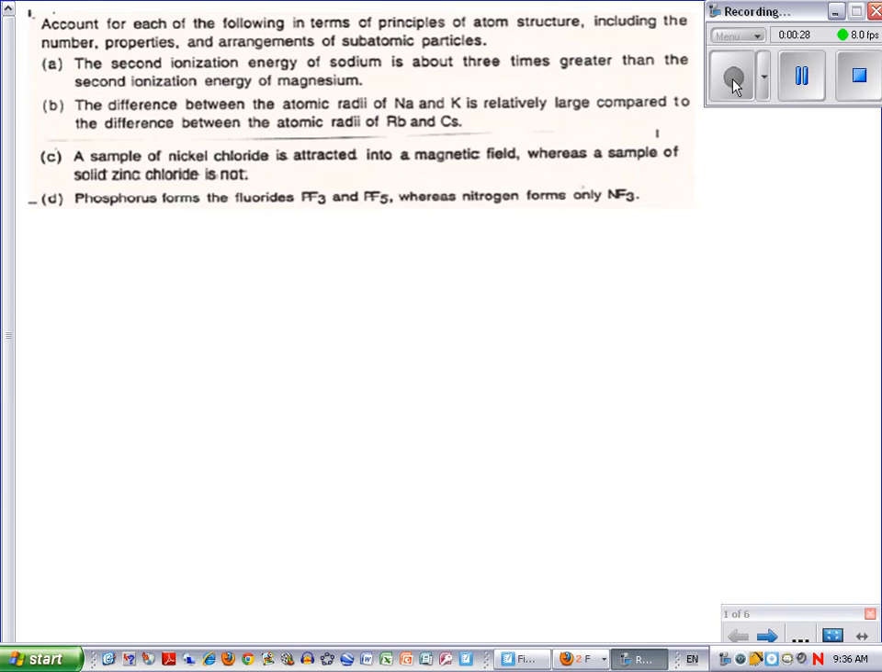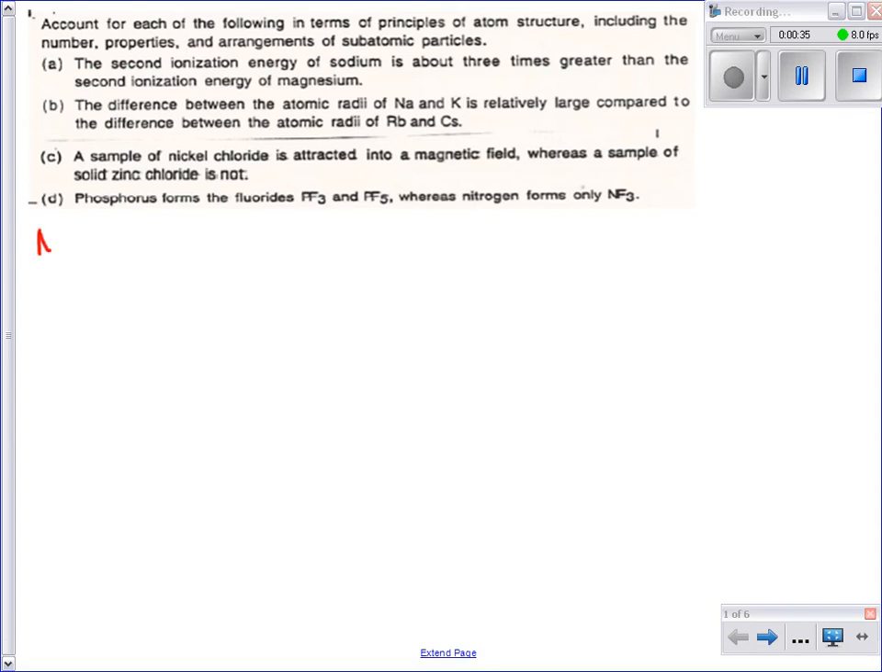So a good thing to do in this case, since there's not a periodic table in front of us, is to go ahead and do the electron configuration for each of these, sodium and magnesium, just so we can see where they're located on the periodic table. I'm going to do the full electron configuration because we'll be able to see all the different things we're taking off. So sodium is 1s2, 2s2, 2p6, 3s1. And then magnesium is 1s2, 2s2, 2p6, 3s2.